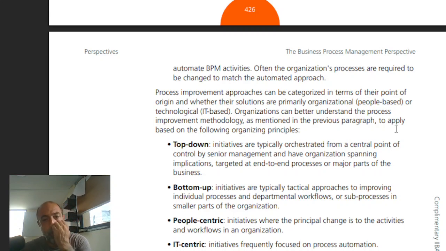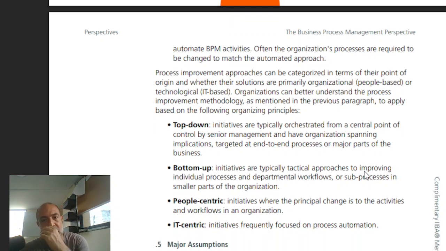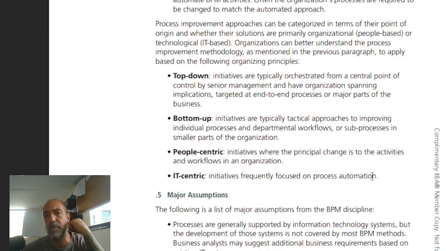But anyways, process improvement approaches can be categorized in different ways: points of origin, whether their solutions are primarily organizational or technological. Organizations can better understand the process improvement methodology as mentioned in the previous paragraph to apply based on the following organizing principles. There's a top-down approach. Initiatives are typically orchestrated from a central point of control from senior management, spanning down, targeting end-to-end processes in major parts of the business, going all the way down to the people that are in charge.